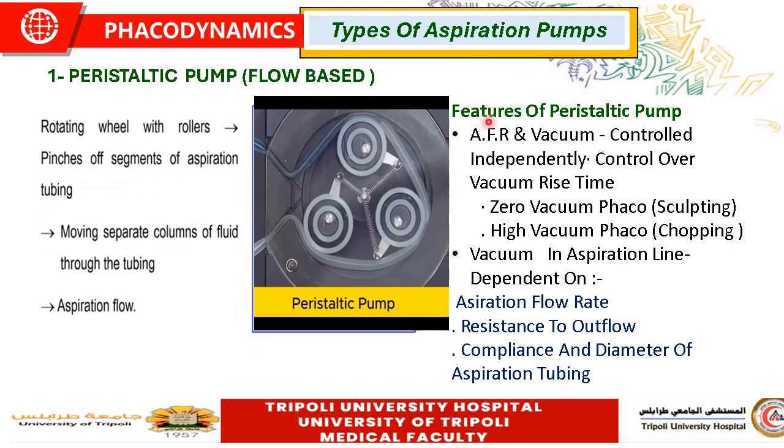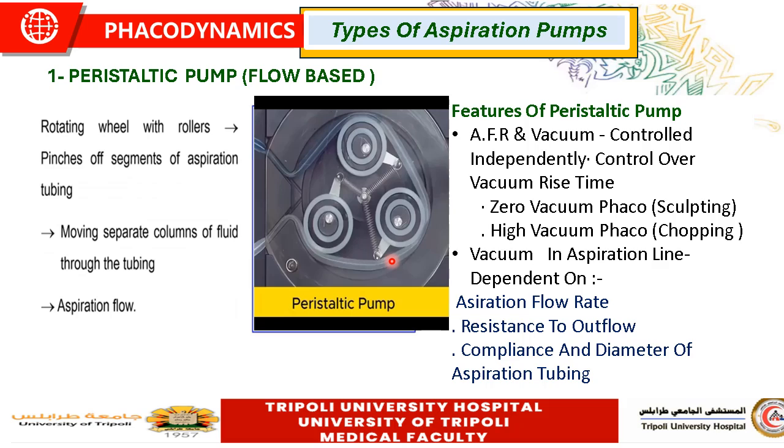The first and the most common of the aspiration pumps is the peristaltic pump, and the name peristaltic was inspired from the movement of the small intestine. It is made up of a set of rotating wheels. When these wheels move, they pinch a segment of the aspiration tube, which makes a milking of the fluid within this tube and creates an aspiration flow rate.